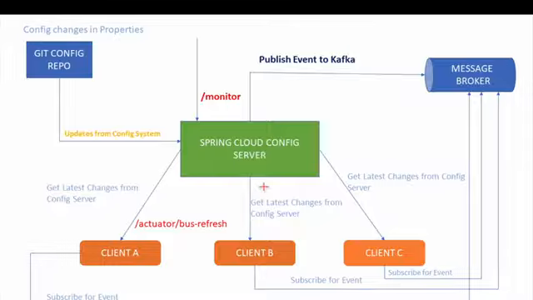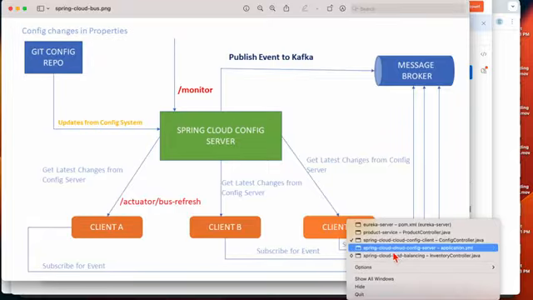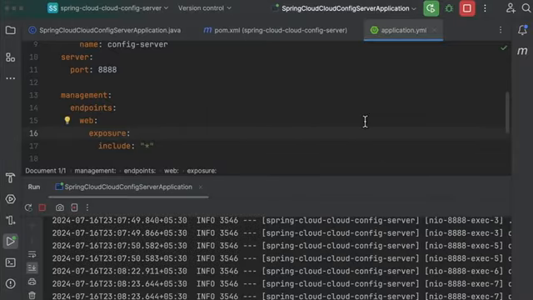Let's say that whenever a single instance is refreshed, this event is subscribed to by all the microservices listening to the broker, and they also get refreshed by using this Spring Cloud Bus. Okay, so this is how the Spring Cloud Bus will work. So let me go back to the config server.